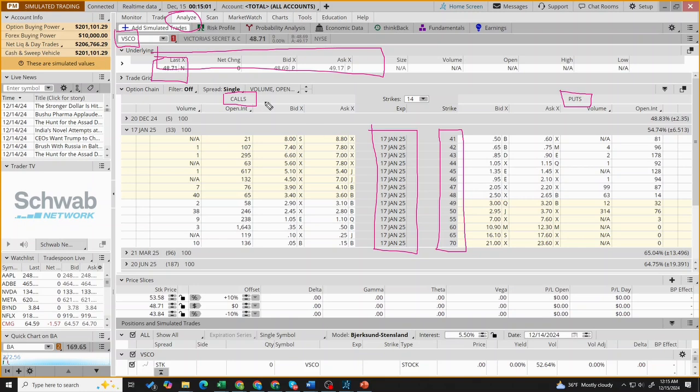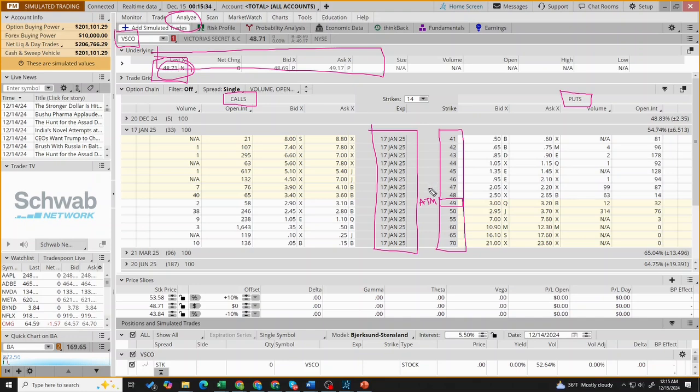Let's go at the money first. This stock is at $48.71. What is the closest strike price to the current price? Closest to $48.71 is $49. That's my at the money strike. Now, if I'm looking at calls, which is what we're going to be looking at today, we're thinking about in the money versus out of the money.